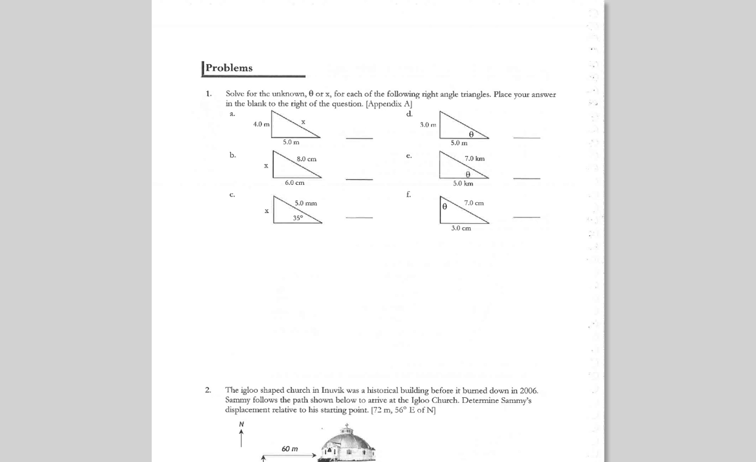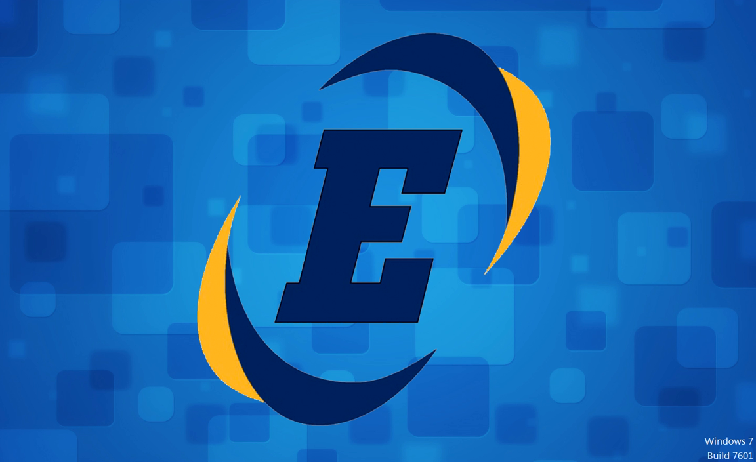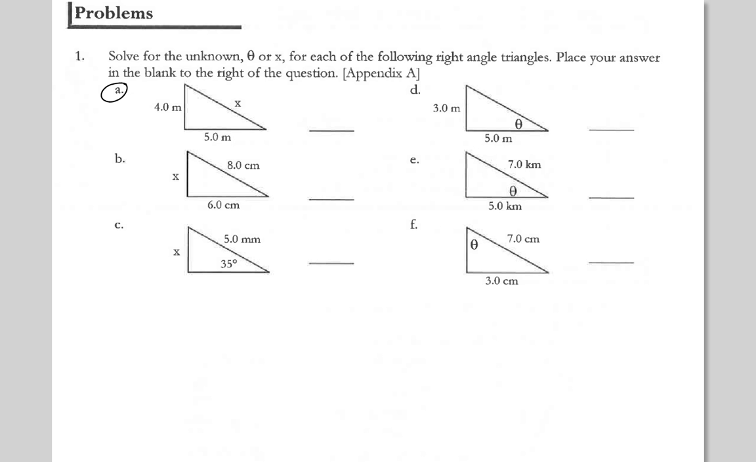Okay, let's take a look at number 1. This is trig review. 1A. Okay, for A, let's look at A. Are you solving for a long side? Okay, so we're going to add up and square. 4 squared plus 5 squared, and then square root that thing. Okay? That will be x.